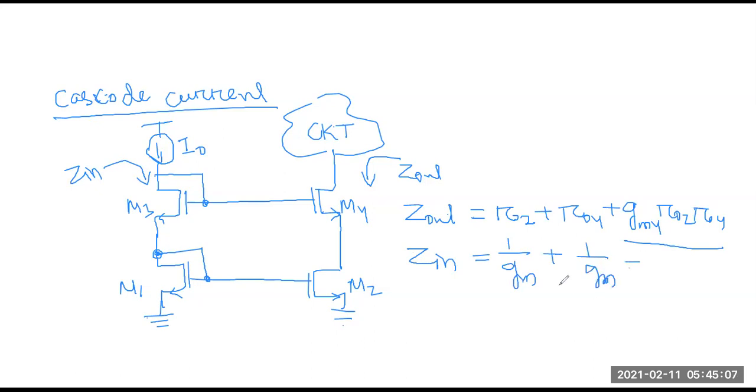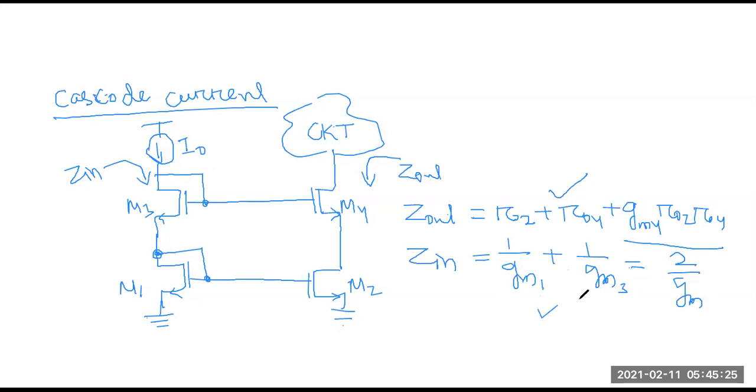Okay, so same GM1, GM3. Assume that both are same, so 2 by GM. So see, the advantage is output impedance is very high. Okay, good.